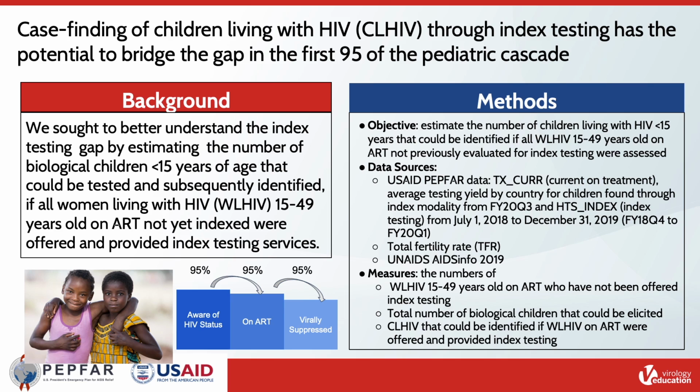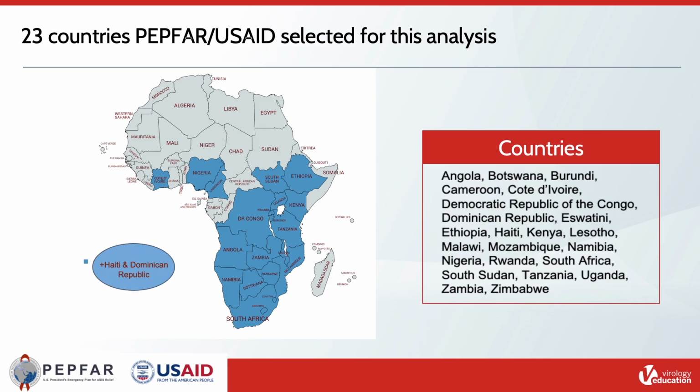In this analysis, we sought to better understand the index testing gap by estimating the number of biological children less than 15 years of age that could be tested and subsequently identified if all women living with HIV, or WLHIV, 15 to 49 years old on ART, not yet indexed, were offered and provided index testing services. We used PEPFAR program data, total fertility rates, and age-adjusted fertility rates as determined by DHS, the Demographic and Health Survey, and UNAIDS AIDS Info 2019 results. We analyzed data from 23 PEPFAR-supported countries, identified here.